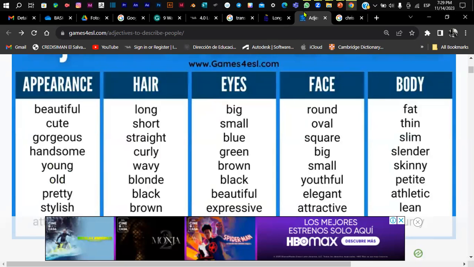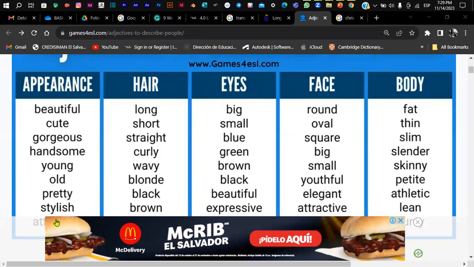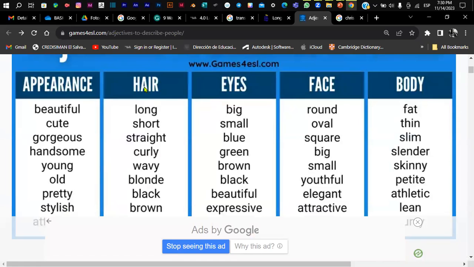Young. Old. Pretty. And stylish. What is stylish? What is stylish, guys? No es el estilo. Estilizada. Stylish, yes, similar. Estilizada, stylish is como la moda, yes. Pretty good. That's it. Next, adjectives for the hair. Long. Short.